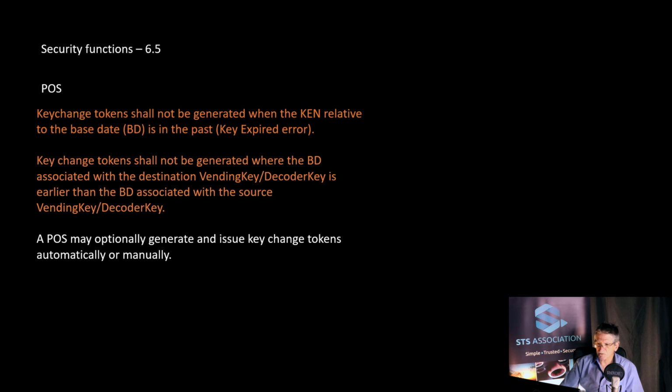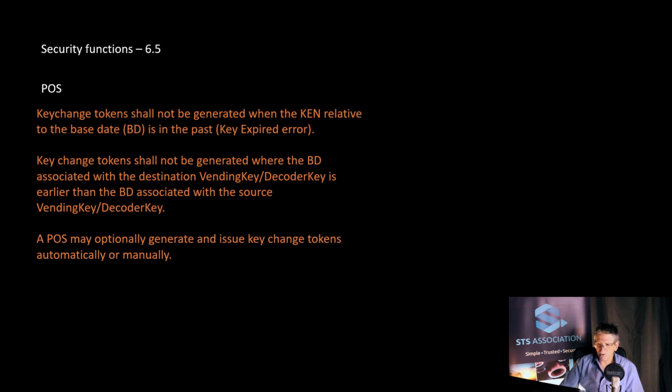Key change tokens shall not be generated when the base date associated with the destination vending key or decoder key is earlier than the base date associated with the source vending key or decoder key. Okay, so in other words, if you do a base change from 1993 to 2014, that's fine. If you now want to do a key change to go from a base date of 2014 to a base date of 1993, this is not allowed.